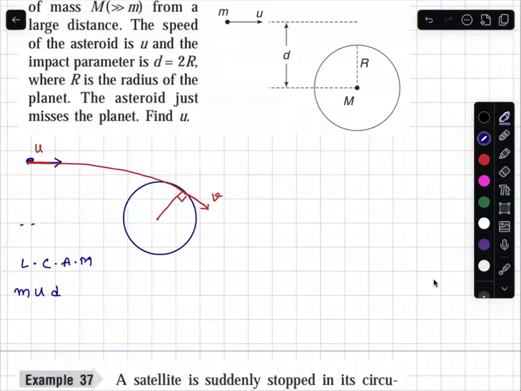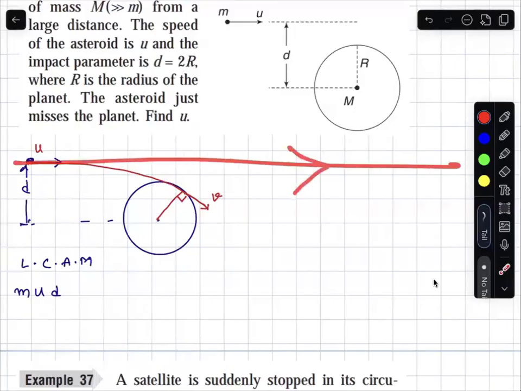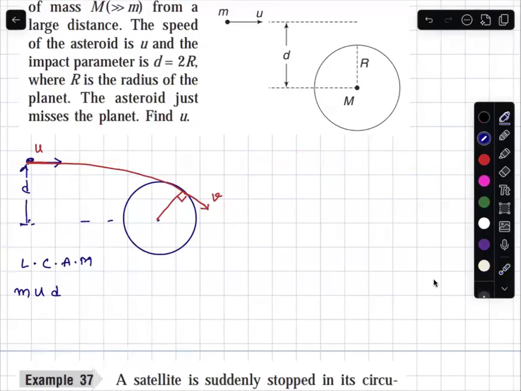You know, angular momentum, this is the perpendicular distance. This is the direction. This is the direction. And this is the perpendicular distance. Momentum into perpendicular distance is angular momentum. Right. Next. Fine. What is happening thereafter?